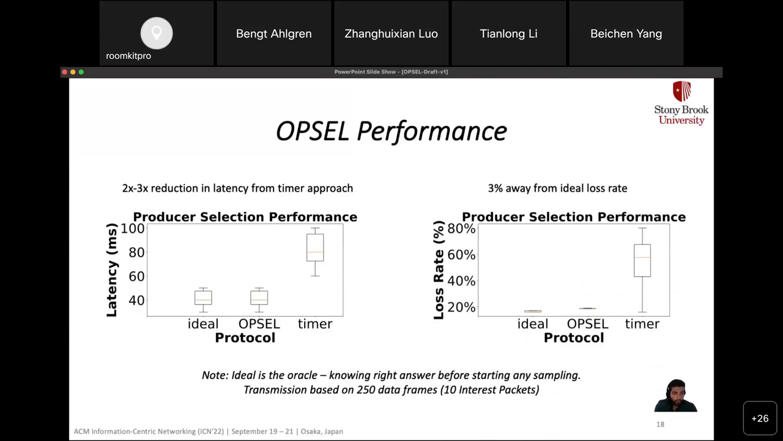Also, at the same time, we noticed that we are 3% away in terms of loss rate from the ideal, which is Oracle, instead of the timer approach, which varies from 20% to 80%. And the reason we're 3% away from ideal loss rate is because our first initial frames lose more data because they're sampling producers that are not ideal. But after that, it selects the correct producer and we get basically the best performance we can get out of the system. So we're essentially very close to ideal with such a sampling procedure.